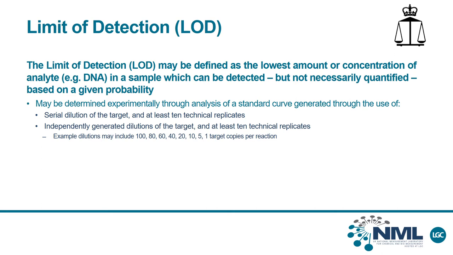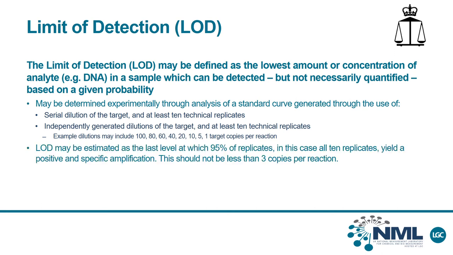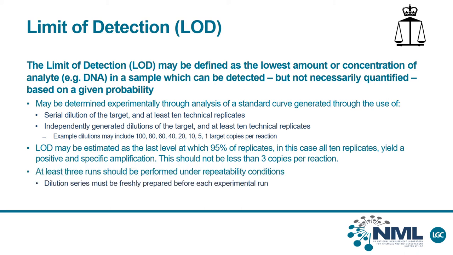As a rough guide, target concentrations spanning from 100 copies to 1 copy per quantitative PCR reaction should be used. The limit of detection may be estimated as the last concentration at which all 10 replicates return a positive amplification. This should not be less than 3 copies per reaction. It is recommended to perform at least 3 replicate experimental runs.